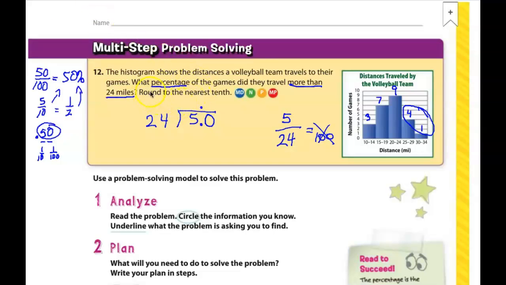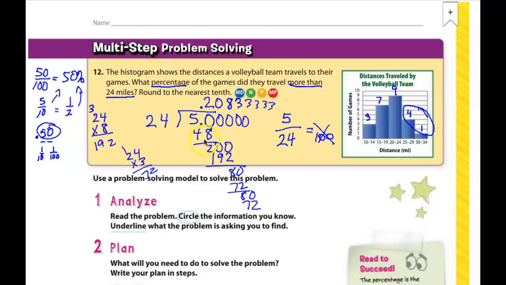Keep in mind it does say that we can round to the nearest tenth. Okay, now this is going to be the answer to the division problem. So we multiply by 2, we got 48, brought the 2 down, annexed another 0. So 24 can go into 20 0 times. That's where that 0 came from. Annexed another 0. 8 times 24 is 192.